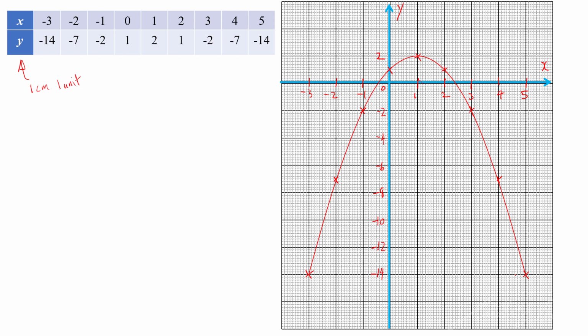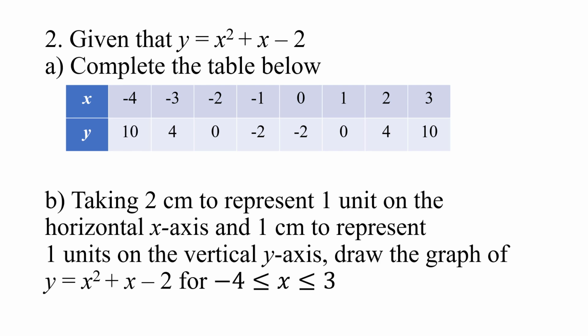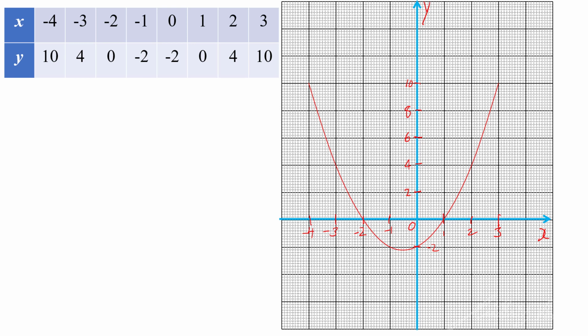Alright, so this will be the first example. I have 2 more examples. Please go and try it out. Here is question 2. I have written all the answers beside. Please complete the table. So please go and draw the graph yourself, and if you have done it, it should look something like this.